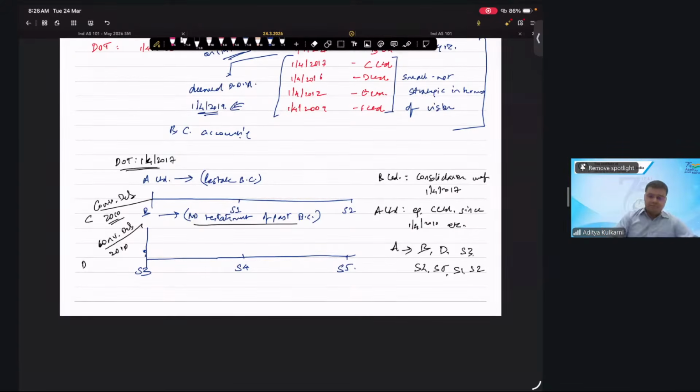Now understand this. B has opted for no restatement. That means, can I say that S3, S4, S5 and D, these four subsidiaries, can I say that they are having no restatement?